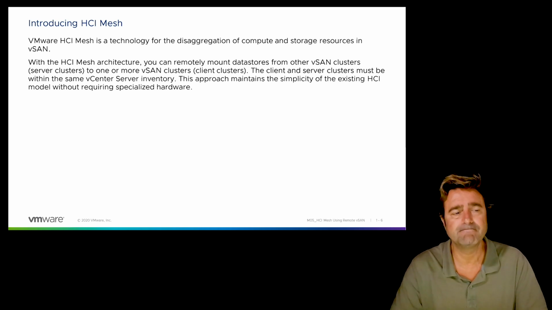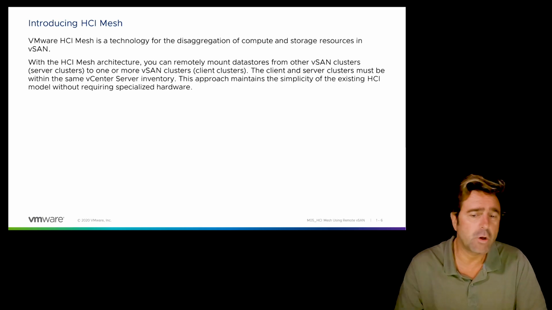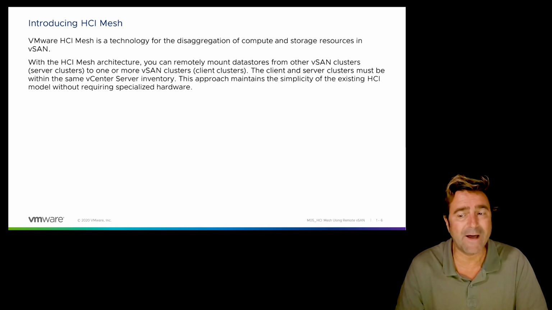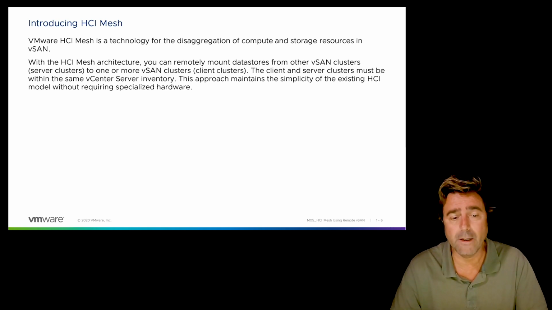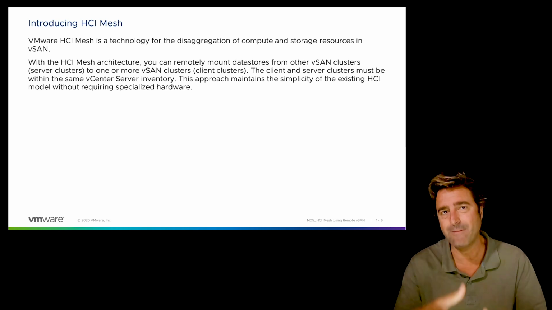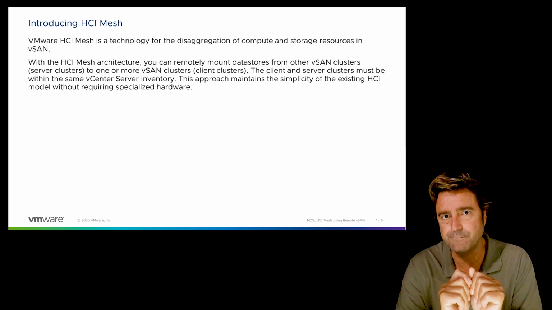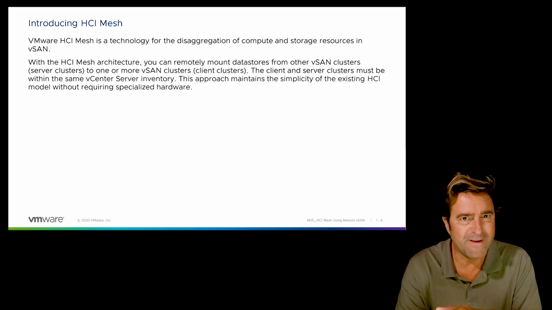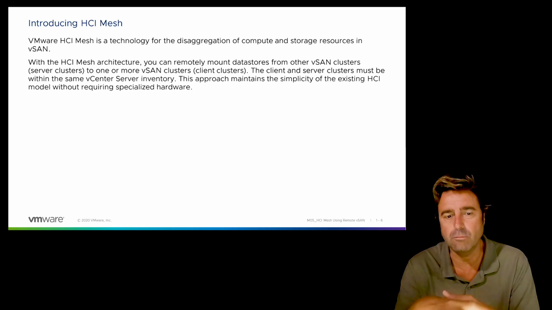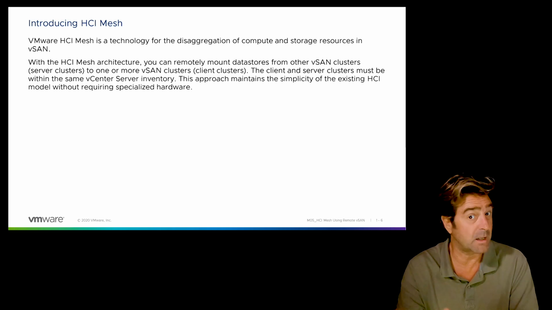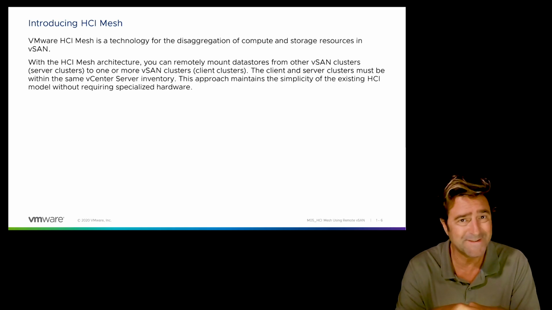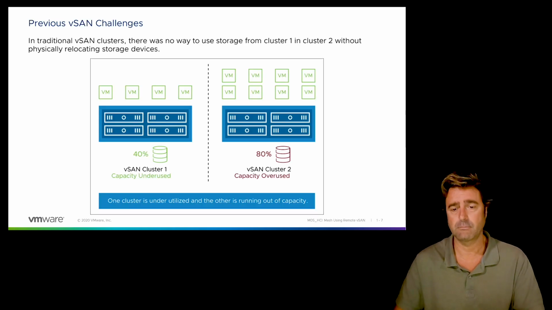So when you take a look, here it says with the HCI Mesh architecture, you can remotely mount data stores from other vSAN clusters. These would be the server clusters to one or more vSAN clusters. Those would be the client ones. So in my analogy before, if I take cluster 1 and I mount the vSAN data store belonging to cluster 2, cluster 1 here is the client cluster, and cluster 2 is the server cluster.